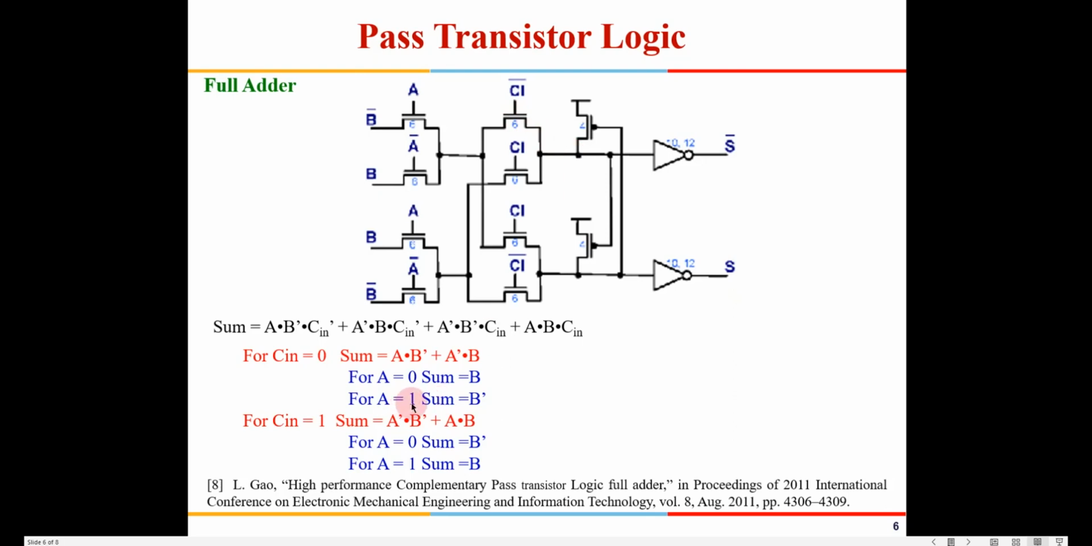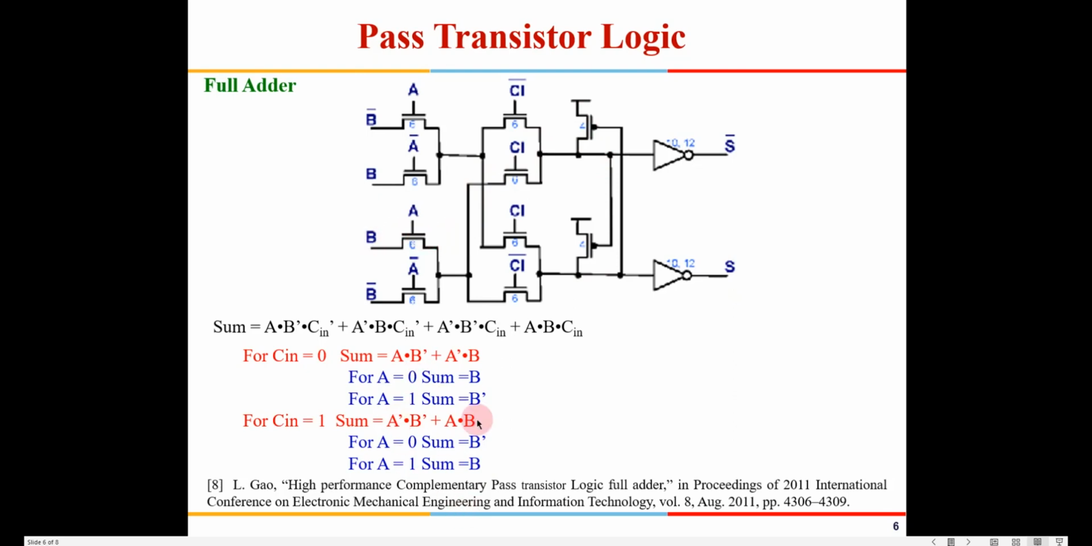Similarly, for the next condition, for C in equal to 0 and A equal to 1, sum is equal to B bar. So C in equal to 0, A equal to 1, I get a B bar out here, right? Now the third condition is C in equal to 1 and A equal to 0. So C in equal to 1 means this gate is going to get enabled, and for A equal to 0, A bar will get activated. So I have B bar here. And then the last condition is C in 1, A equal to 1, sum is equal to B. So C in 1, A equal to 1, I get B.